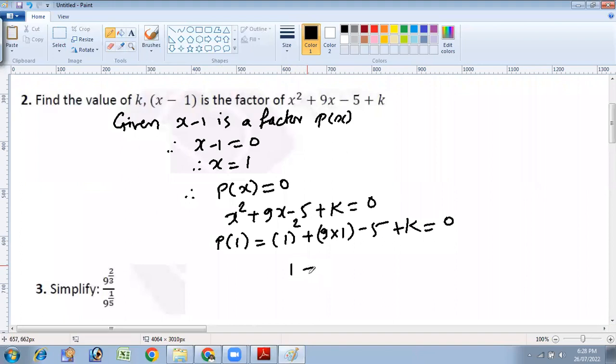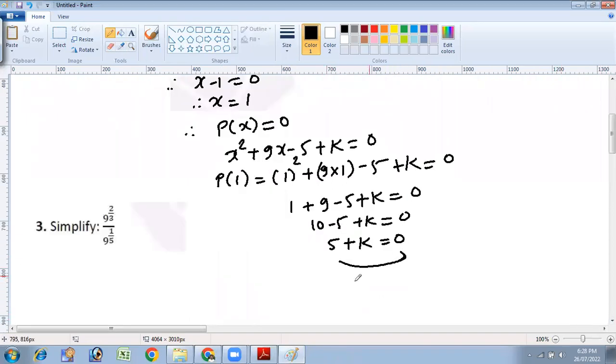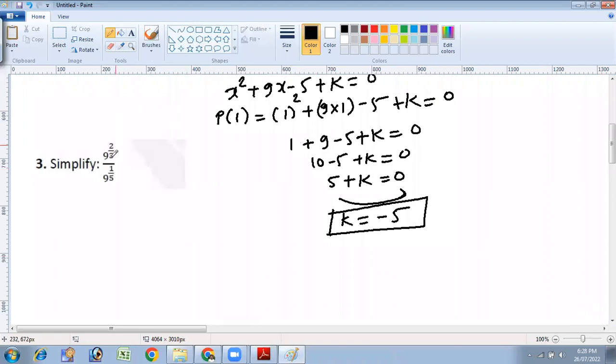1 square is 1, 9 ones are 9, 5 as it is, plus k is equal to 0. It is 10 minus 5 plus k. So what we can say? 5 plus k. So k is equal to minus 5. When we transpose this, k is equal to minus 5. So this is the value of k. Okay, now this question, very much simple.